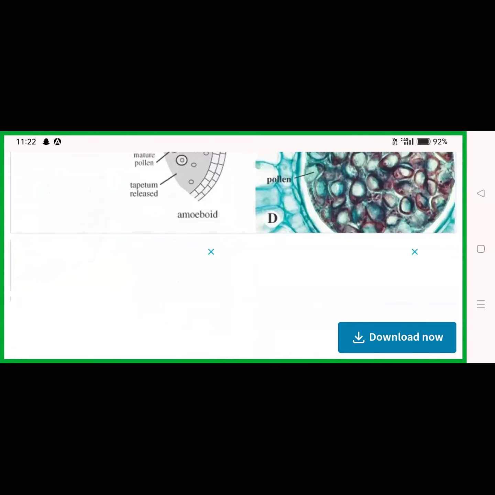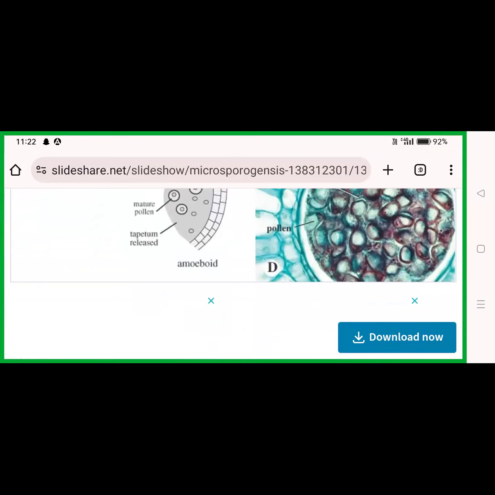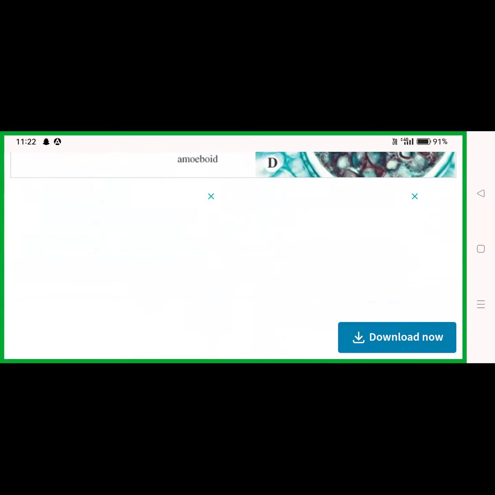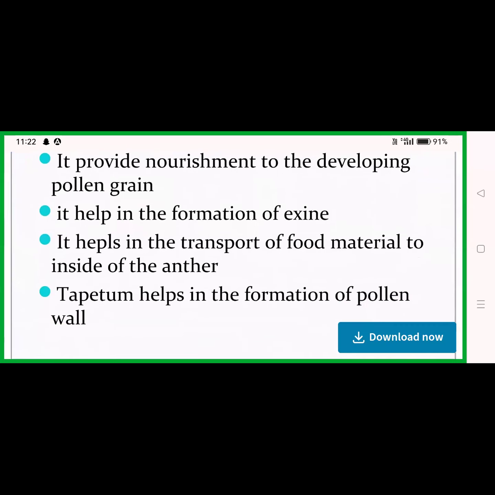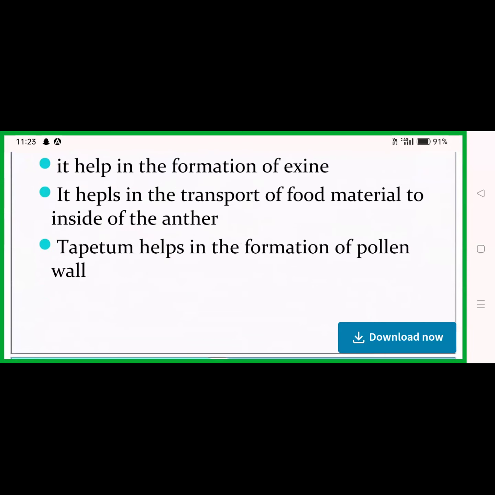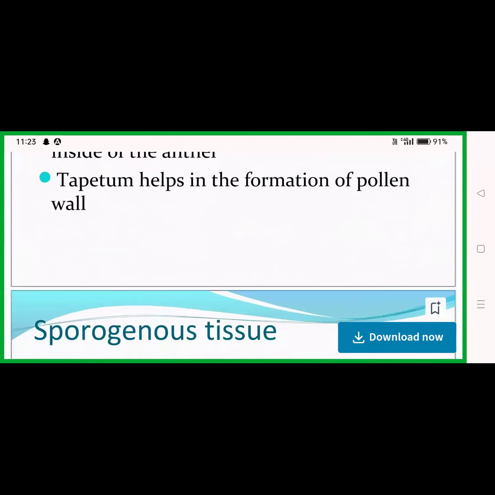Now coming to the amoeboid tapetum and the function of tapetum. The main function is that it provides nourishment, that is food material supply, to the developing pollen grain, and it helps in the formation of exine also. In the pollen grain structure, the outer layer is called exine. It helps in the transport of food material and formation of the pollen wall also.